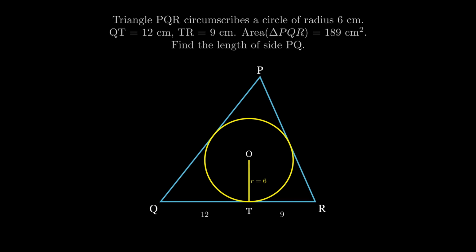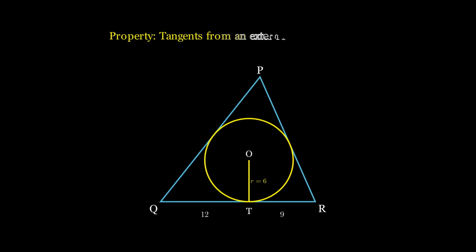Before we calculate anything, we need to unlock the geometry hidden in this figure. Recall the two tangent theorem. Tangents drawn from an external point to a circle are always equal in length. Look at vertex Q. Since QT is 12, the tangent on the other side must also be 12. Look at vertex R. Since TR is 9, its pair on the other side is also 9.